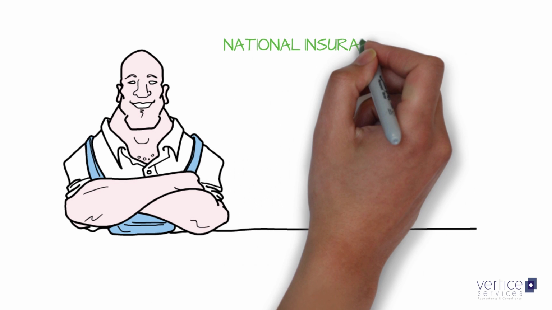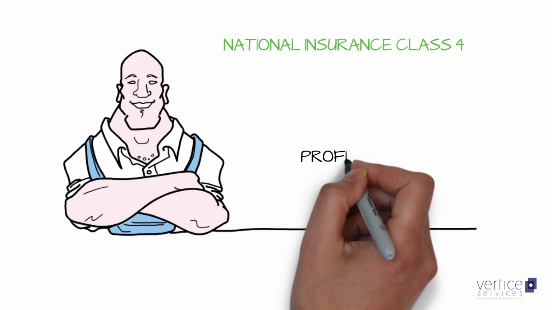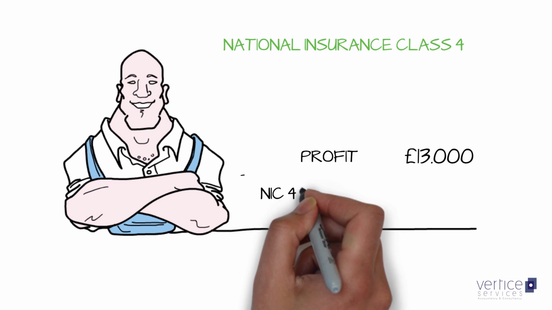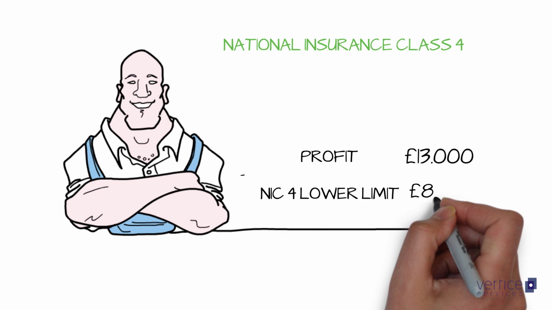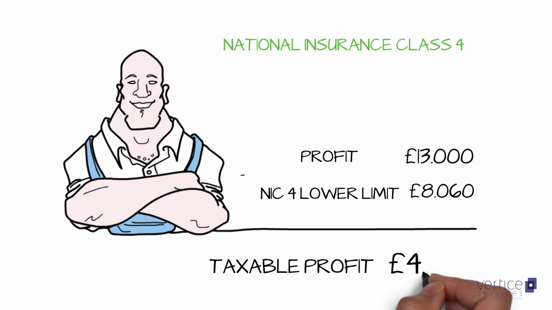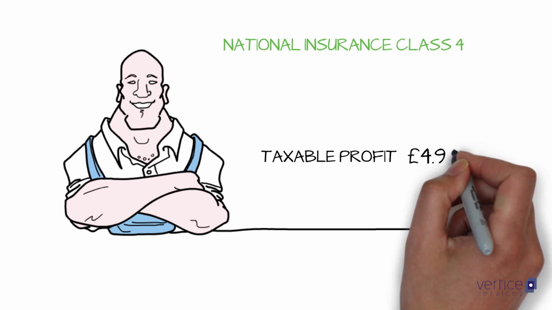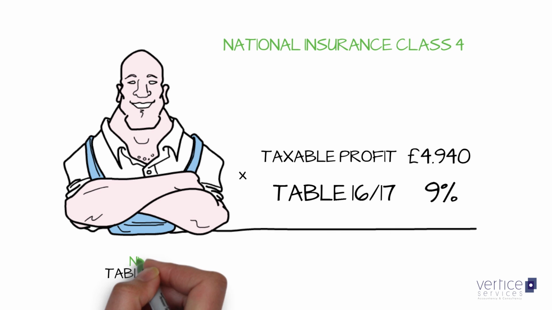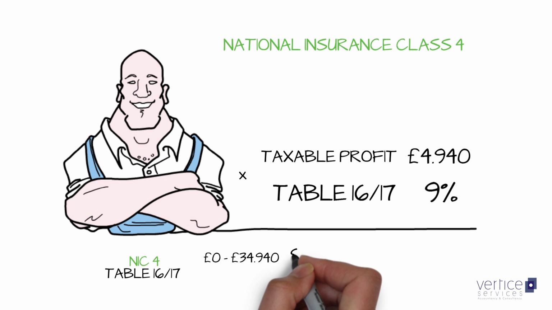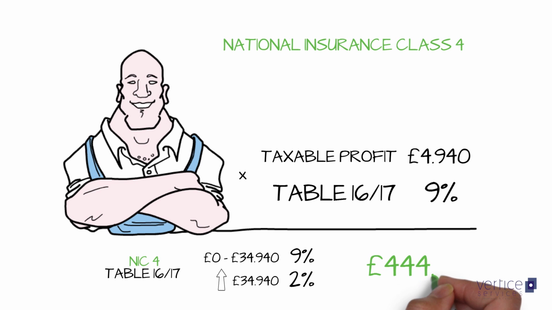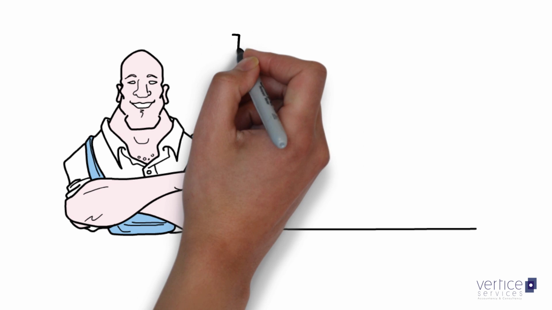So what's next? To calculate your National Insurance Contribution Class 4, you need to subtract the National Insurance Contribution Class 4 lower limit of £8,060 from the profit of £13,000, which equals £4,940. Applying the National Insurance Contribution Class 4 table, you would have to pay 9% of National Insurance Contribution Class 4 from £4,940, which equals £444.60.